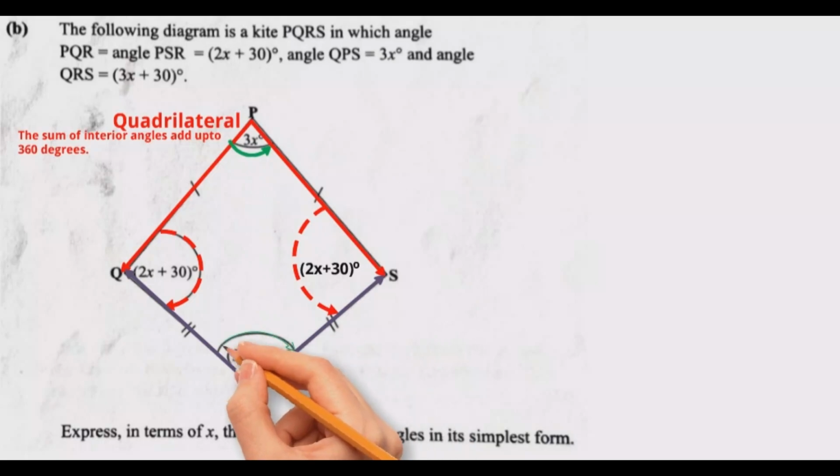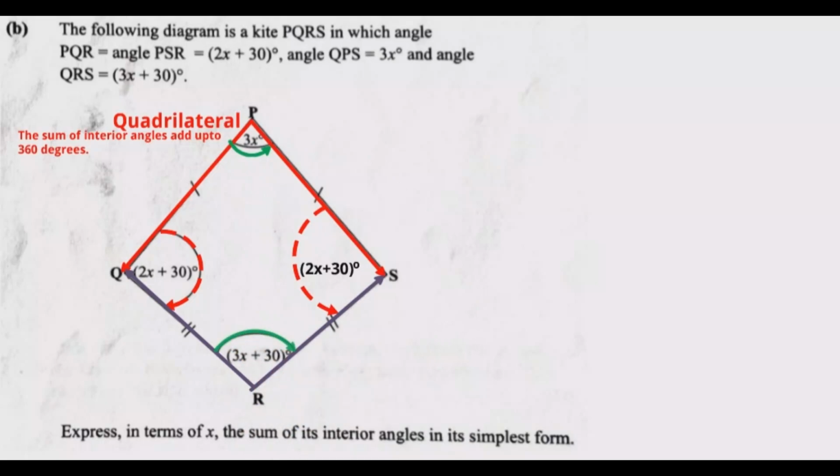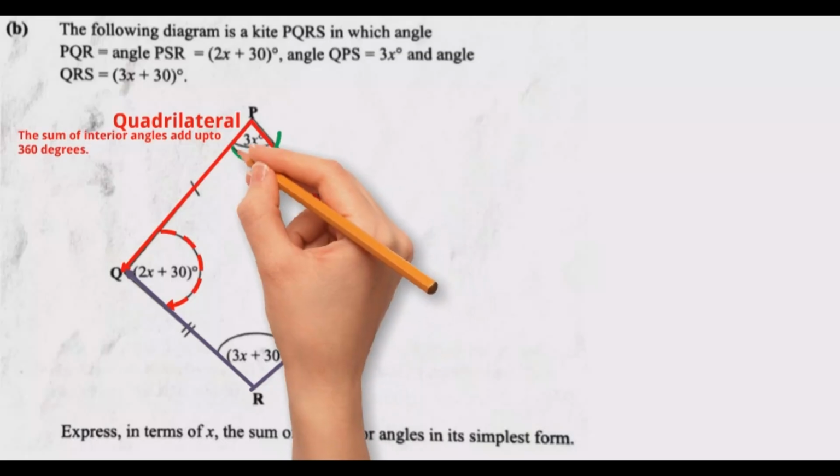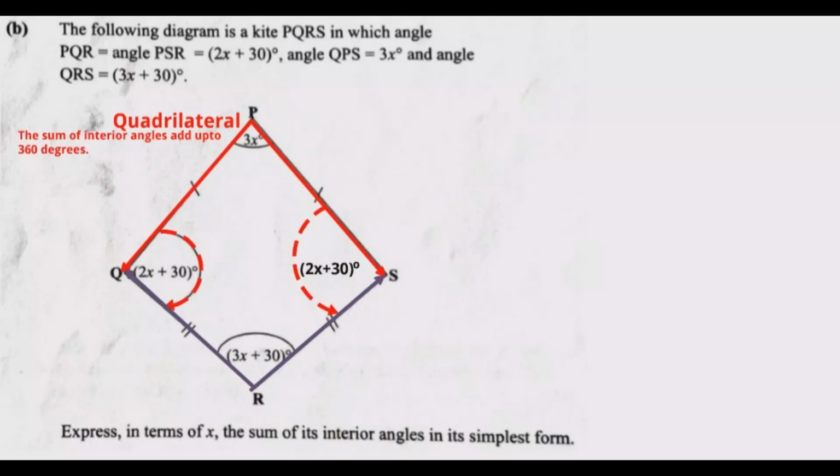However, the angles at P and R are not equal, because they are formed by different lines with different lengths. So those are the only two angles that are equal. Once we have identified that, the next thing we need to do is come up with an expression. So we're going to start writing. We have got 3x on angle P somewhere here. We have got 3x.